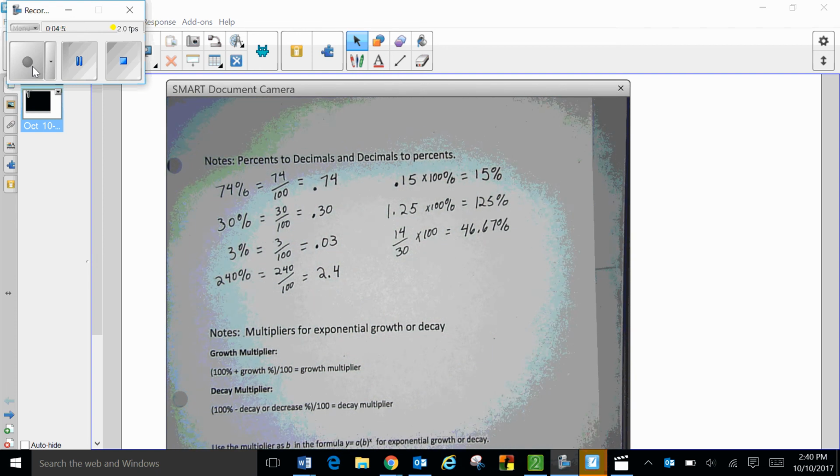Easy peasy lemon squeezy. I'm going to stop the video here. You go ahead and do your decimal to percents until you understand them. There is another video about multipliers.